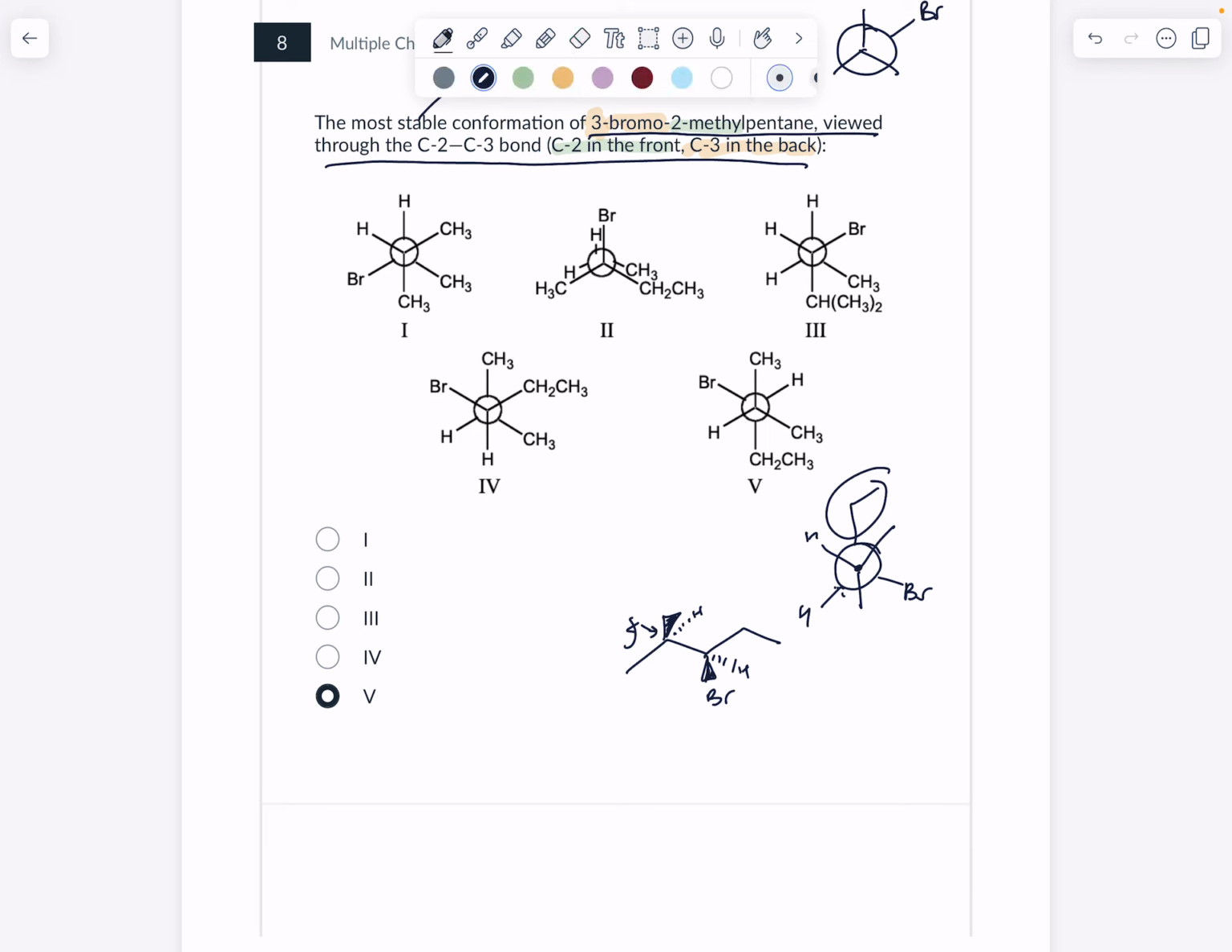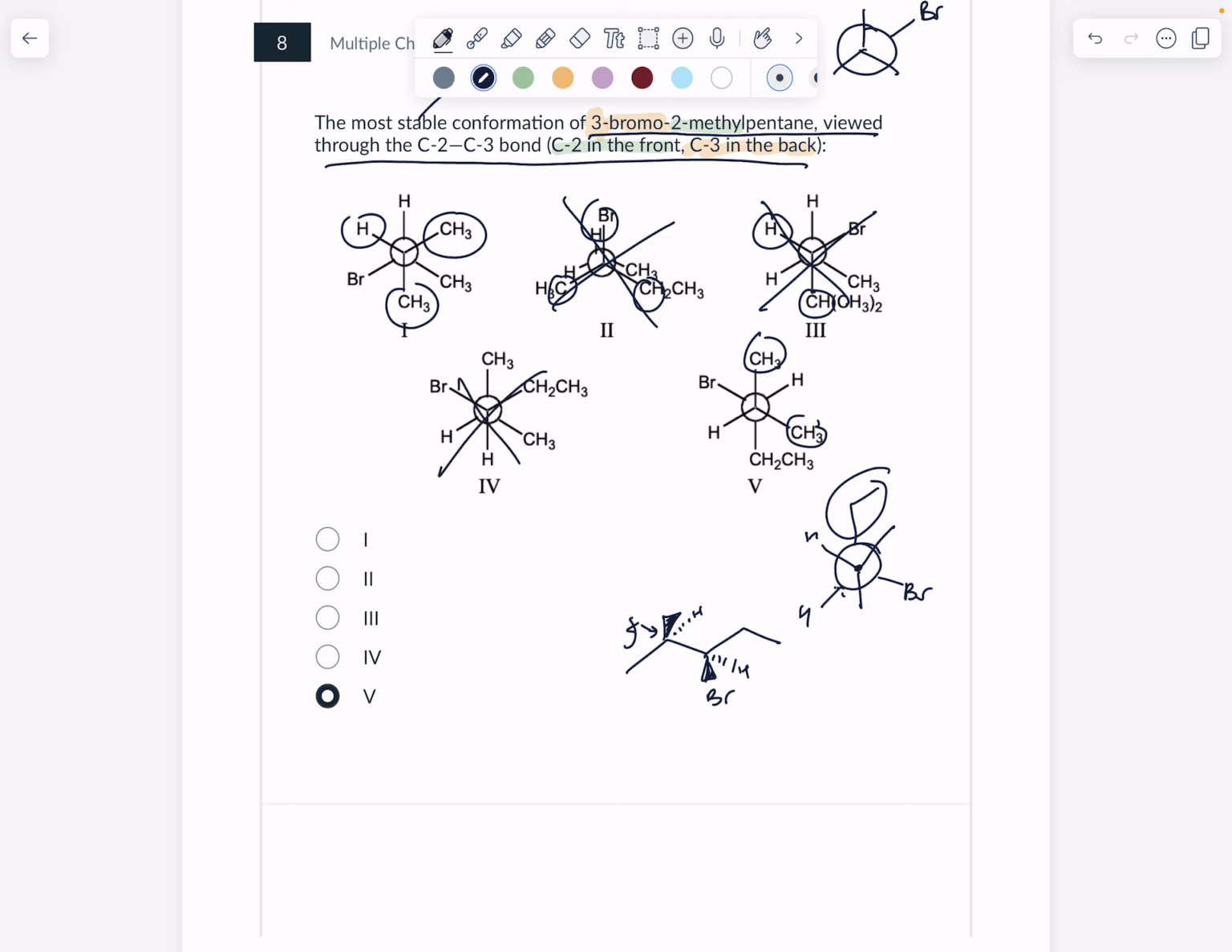Once you draw this out, you can compare. On the front, I need 2 methyls and a hydrogen. I don't have that on this one. On the front, I need 2 methyls. Don't have that. Okay, so that gets you down to just these two.